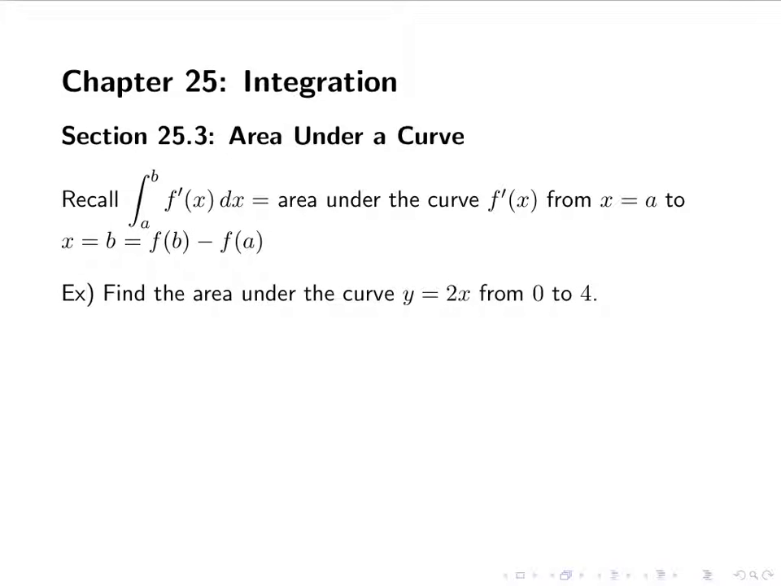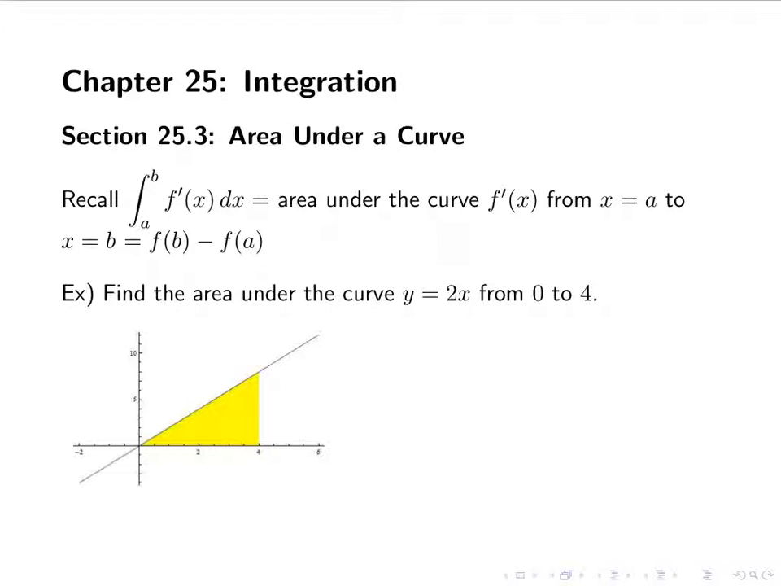So we're going to do a couple examples. And remember that this is basically just the definite integral that we did last class. It's just with a different type of situation attached to it. So for our first example, it says find the area under the curve y equals 2x from 0 to 4.